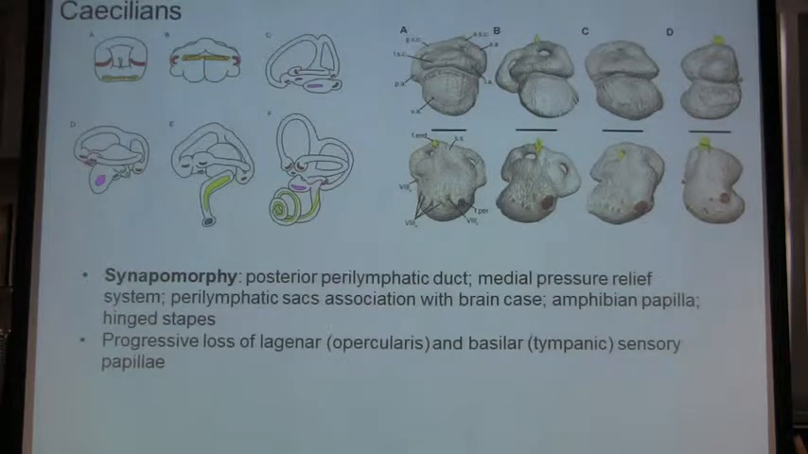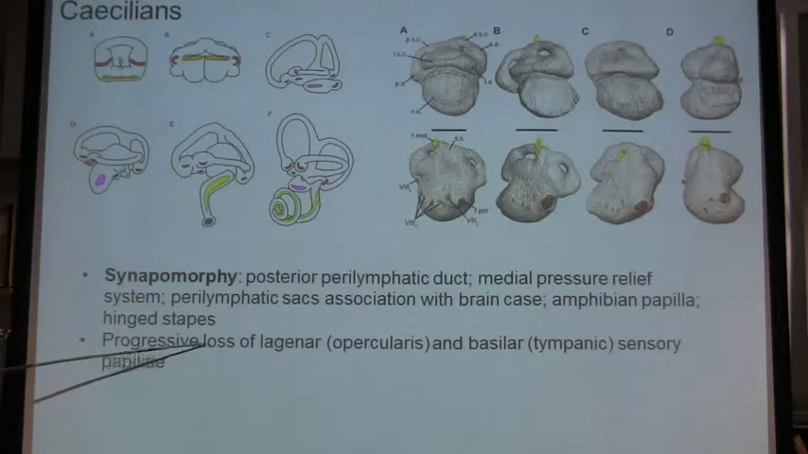And another hypothesis, for instance, that the medial pressure relief system had been proposed to be passing through one of those holes in the skull that she had described earlier, and she showed in histology that it's just passing various nerves and blood vessels and not relieving the inner ear. So it actually has strong synapomorphies, again reinforcing monophyly of modern amphibians.